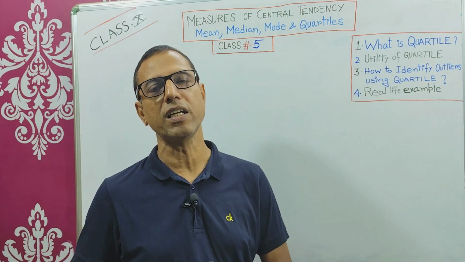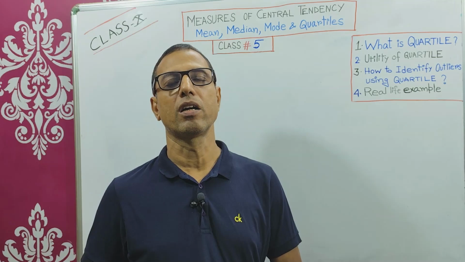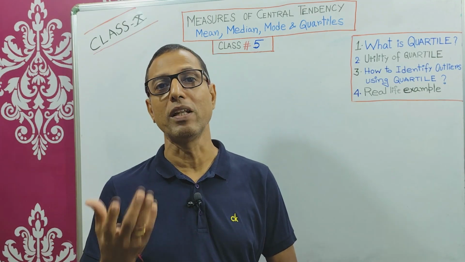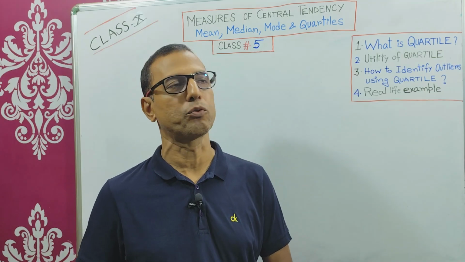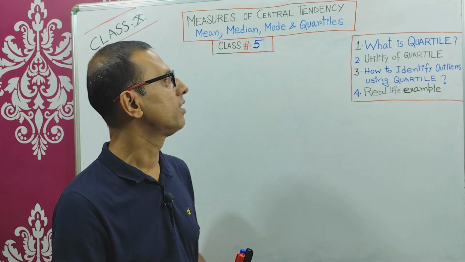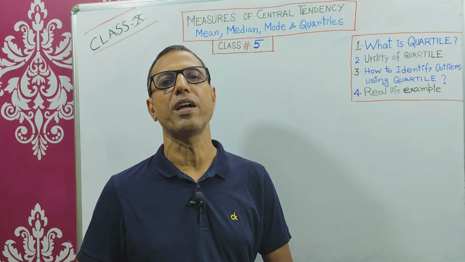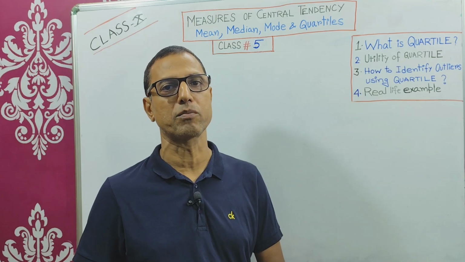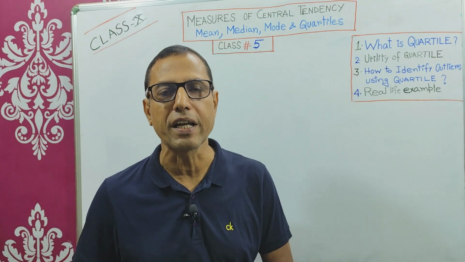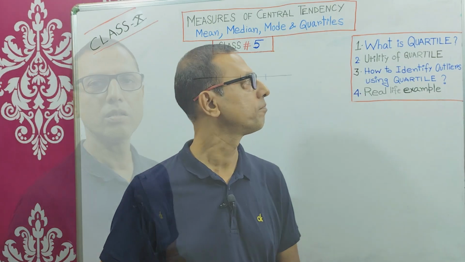of central tendency. And going forward, whoever is also studying AI, and will study AI ML, that is artificial intelligence and machine learning, in standard 11 and 12, there also these mean, median, mode, quartile are very important terms, and you need to understand them for the pre-processing of data, that is for data analysis, right?